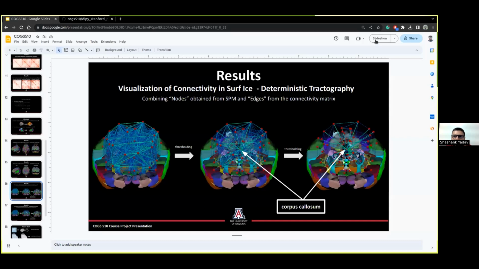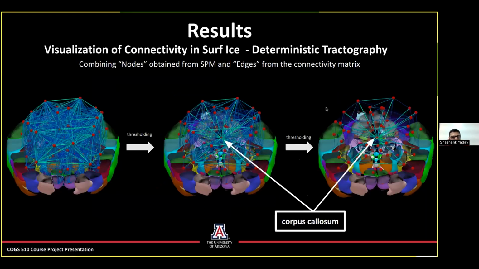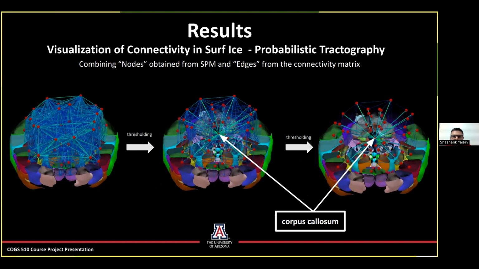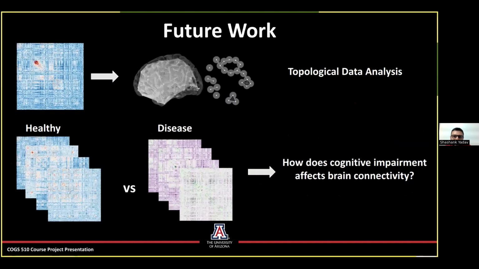Let me go back to my slide. Here, this was the corpus callosum, like we just saw, and this was for deterministic, and this was for probabilistic. So I really hope that you gained something new out of this presentation.